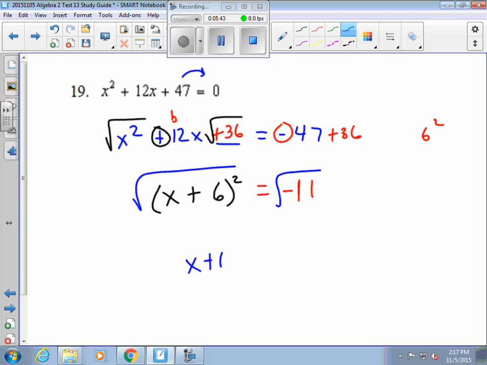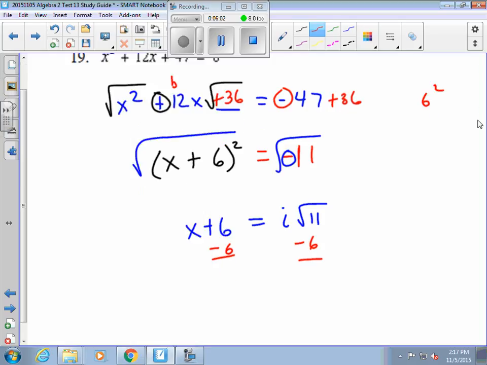It leaves you with x plus 6 on the left equals the square root of negative 11. Remember, anytime you have a negative value under a radical, you have to multiply it by the imaginary number I. So one more thing we have to do, we have to get rid of plus 6 on the left by subtracting it. Subtract it on the right. Remember, you don't combine them here because they're not like terms. So this is simply a plus bi, or x equals negative 6 plus or minus I times the square root of 11.